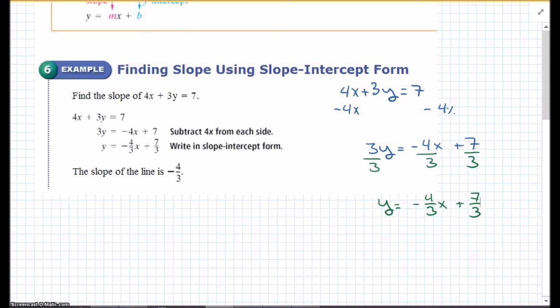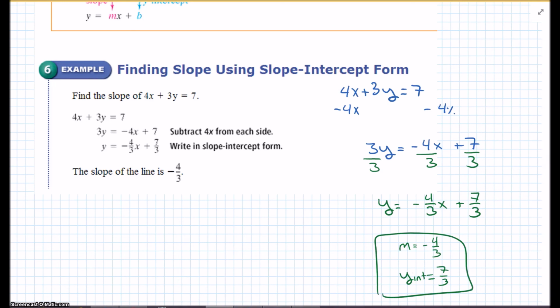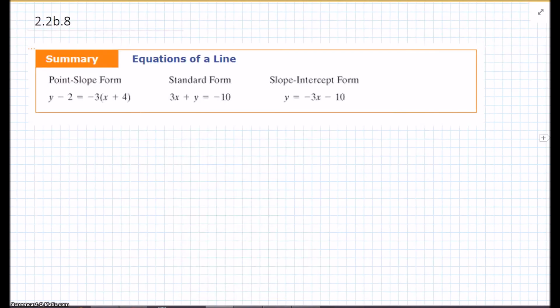So my slope, if you look at it, is negative 4 over 3, and my y-intercept is 7 over 3. Okay, so slope-intercept form is going to be y equals mx plus b. Point-slope form is y minus y1 equals m times, in parentheses, x minus x1.